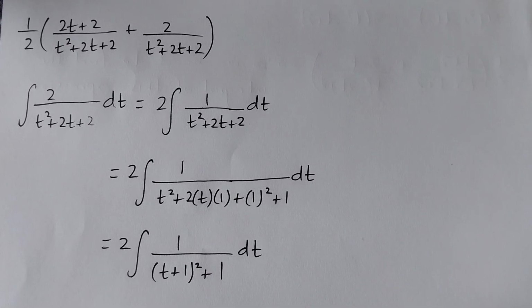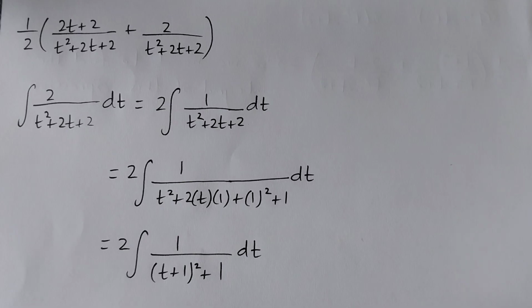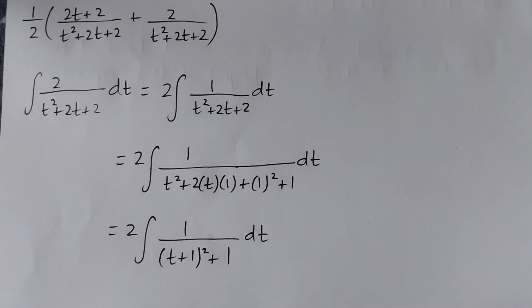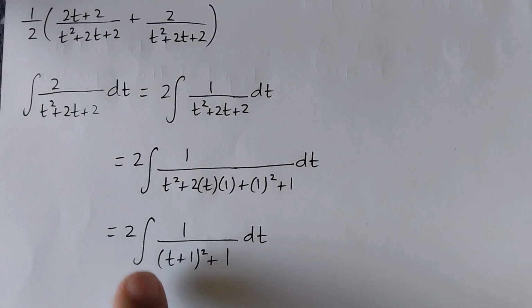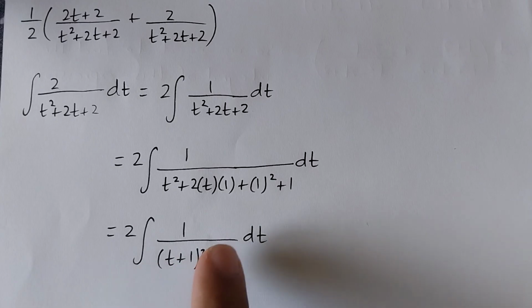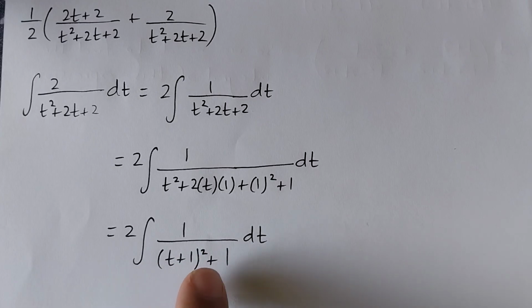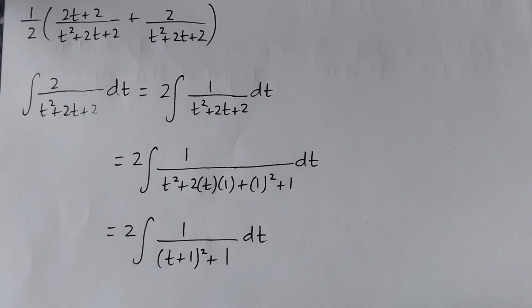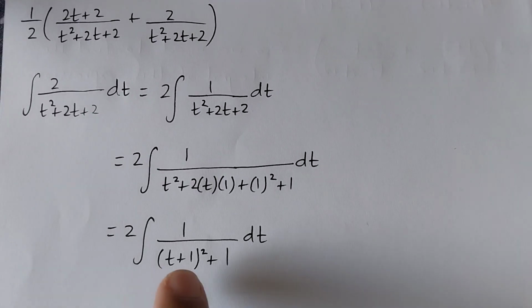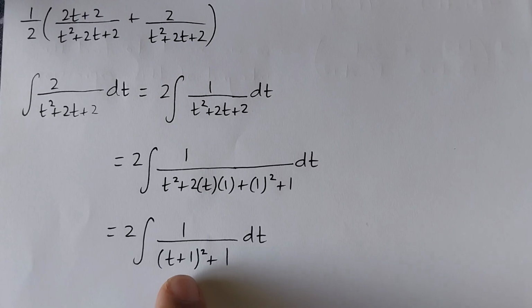I'm going to continue from where I left. So we had 2 times the integral of 1 over (t plus 1) whole squared plus 1. And I was saying that this looks like the derivative of tan inverse of x. But here we don't have x. In x's place we have t plus 1.